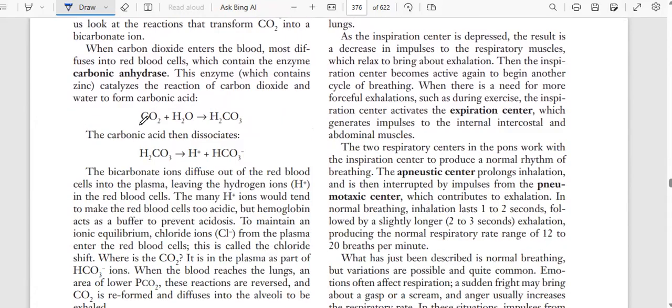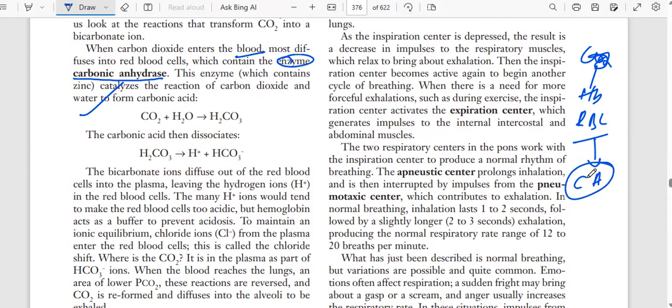I will explain here. When carbon dioxide enters the blood, most diffuses into red blood cells, which contain the enzyme carbonic anhydrase. This enzyme catalyzes the reaction of carbon dioxide and water to form carbonic acid. So here in the blood, there are red blood cells. Red blood cells have one enzyme, the enzyme name is carbonic anhydrase. This is the Hb or RBC. So what will it do? It will catalyze the reaction of carbon dioxide and make carbonic acid.